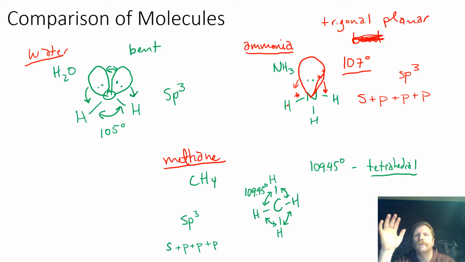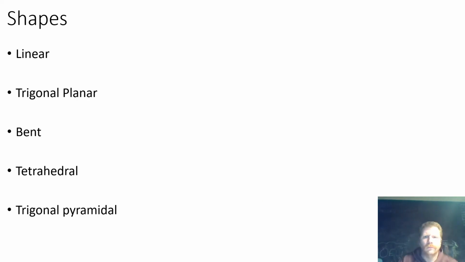So for these bond angles, as we increase the number of lone pairs of electrons, or non-bonding pairs of electrons, our bond angle is going to be decreasing. We went from 109.45 to 107, subsequently to 105 when we were looking at water. Now we want to look at some of the shapes of our molecules.